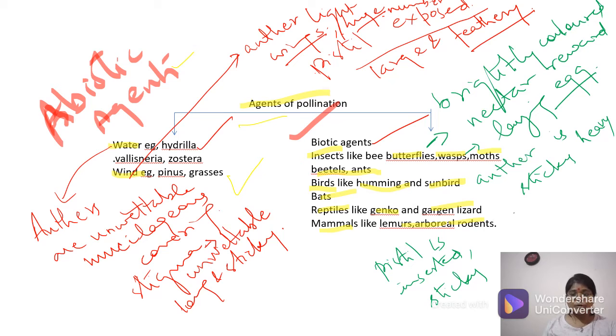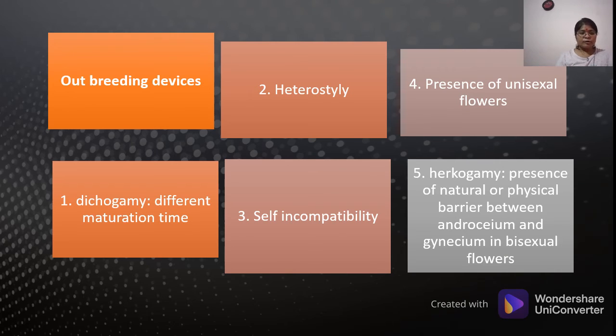Now moving to cross pollination. These are outbreeding devices, like in self fertilization we saw the features which help in self fertilization; those were inbreeding devices. These are outbreeding devices. So first is dichogamy, where the maturation time is different. You can see here that the maturation time of the anther, the pollen grain and the egg is different, so they won't be able to fertilize.